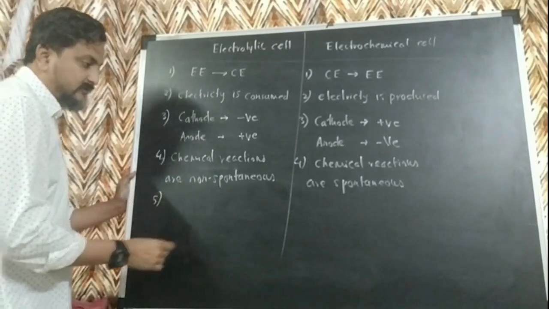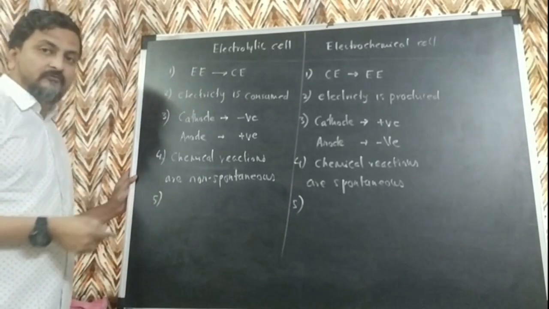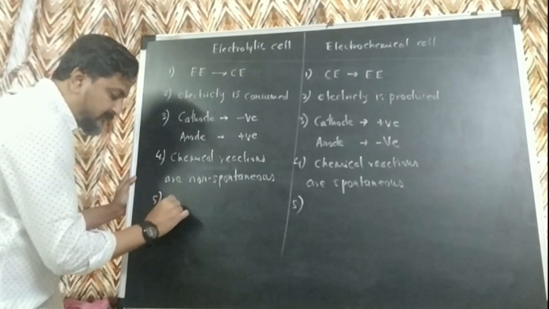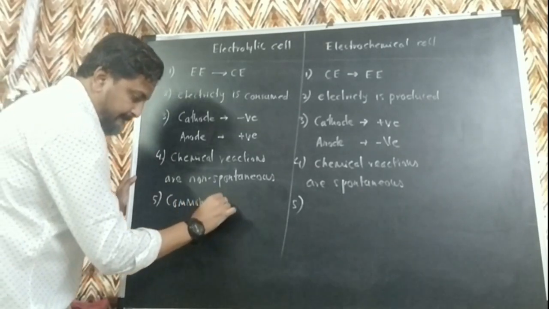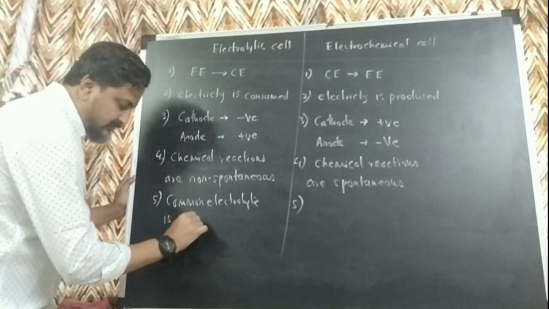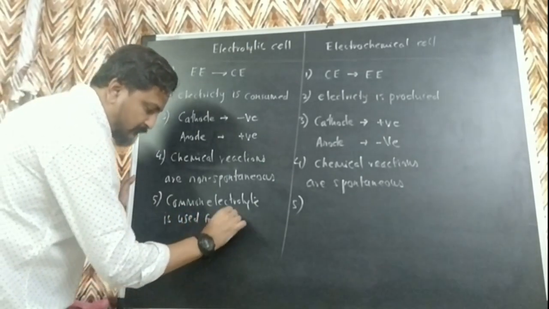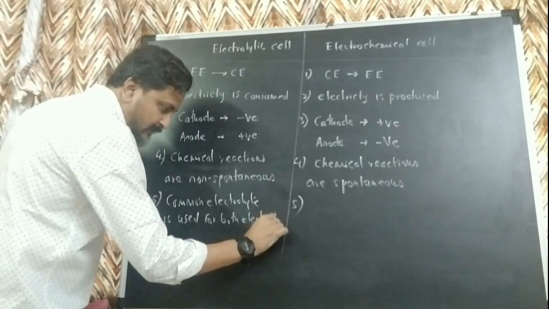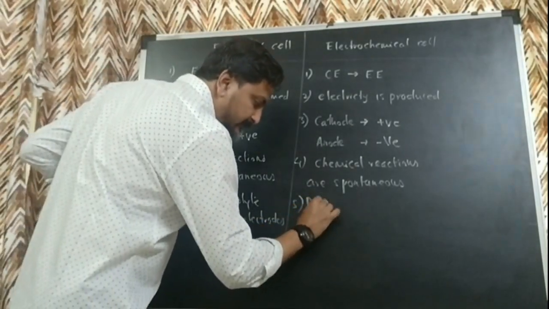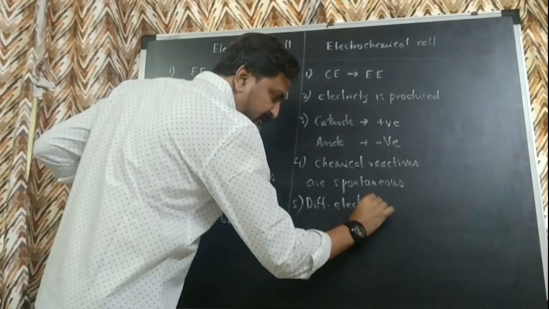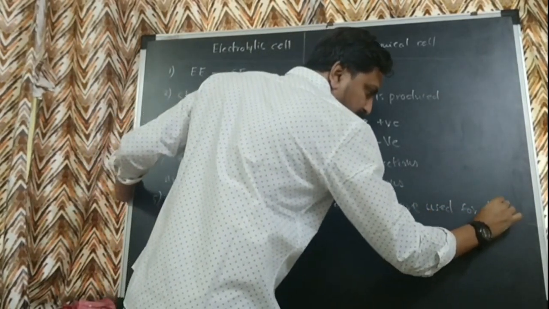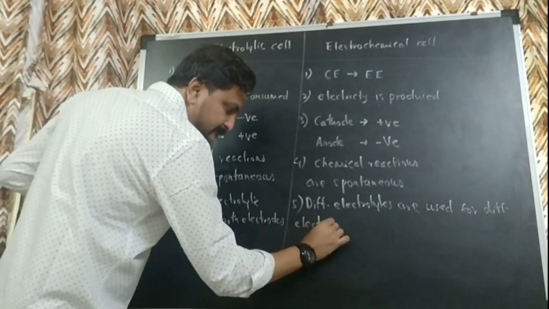And the fifth point, which is very much related to the diagram of these two cells, which I am going to draw, it says that a common electrolyte is used for both electrodes. Common electrolyte is used for both electrodes. Here, different electrolytes are used for different electrodes.